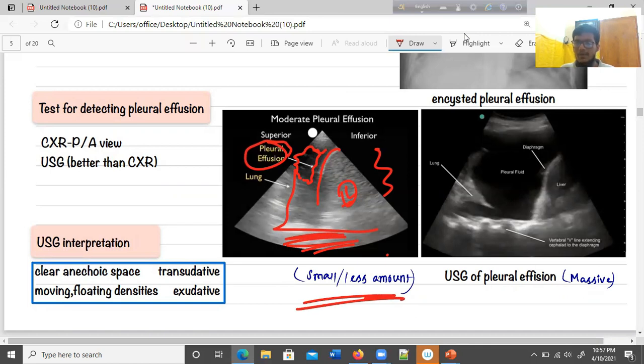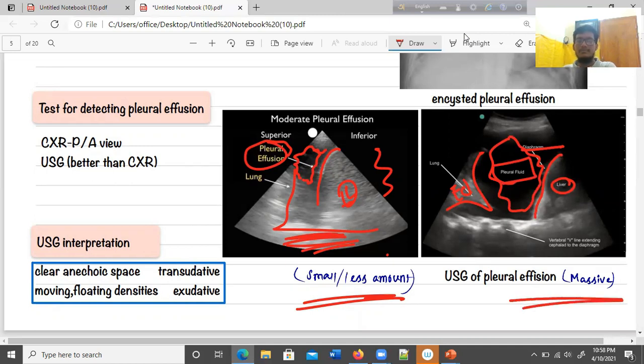Small or less amount of pleural fluid is present there. Now look at that picture. This is liver, echoic structure, and this is hyperechoic. This is diaphragm, and this is the base of the lung. It is also hyperechoic, and this is anechoic portion, black. This is the pleural fluid, massive pleural effusion here.